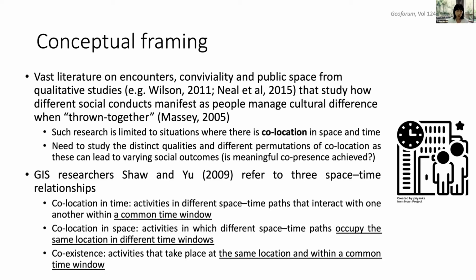The three relationships here are co-location in time, co-location in space, and coexistence. Essentially, they have broken down this idea of co-location. With the first, these are activities that interact with one another within a common time window. With the second, co-location in space, these are activities that occupy the same location, but in different time windows. In these cases, there may not necessarily be co-presence. And coexistence, the last one, are activities that take place at the same location and within a common time window. In the rest of our analysis, we therefore looked at different kinds of shared spaces, and we analyzed the experiences of co-location through these frameworks.